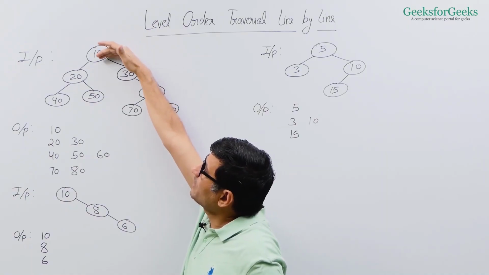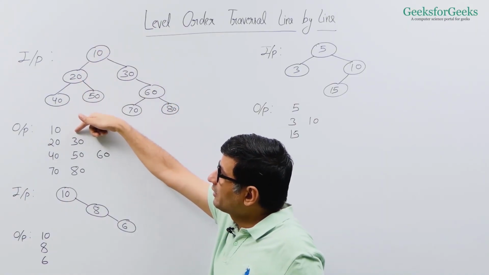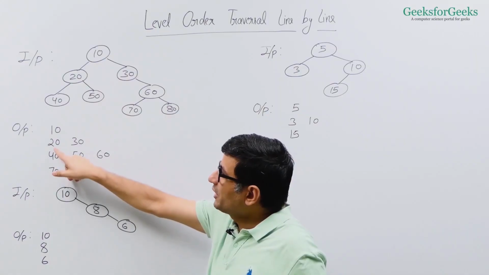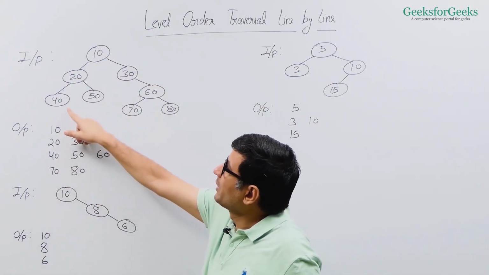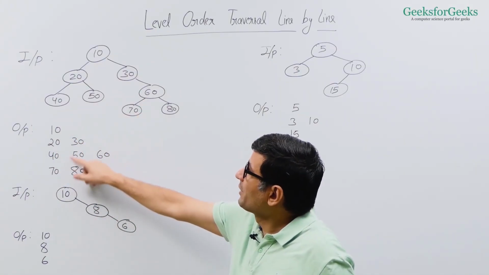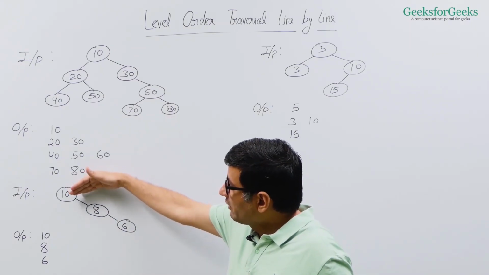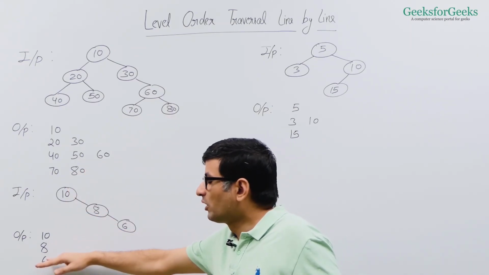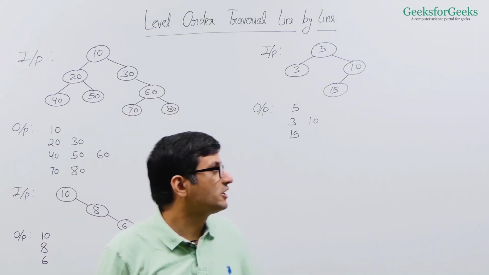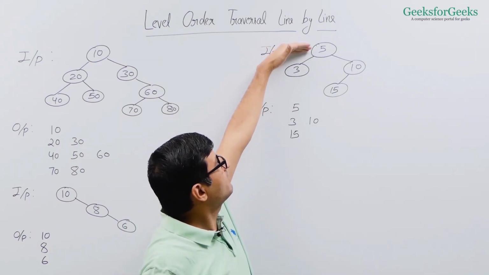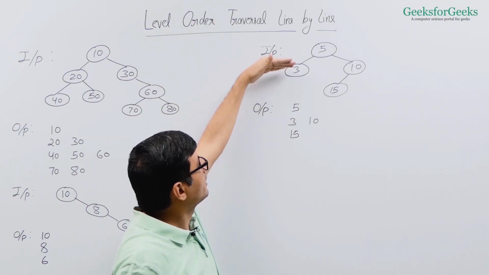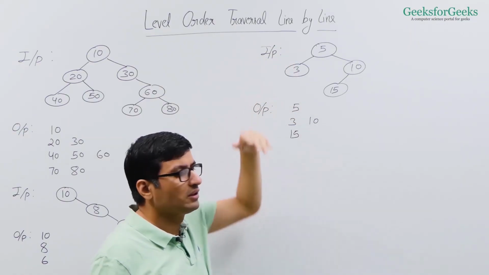So we print 10 first, then we print a new line, then we print 20, 30 after the new line, then we print 40, 50, 60 and then we print the last level 70, 80. If there is only one node at every level, then we will have a new line after every node. Let's see this example. 5, first level, then new line, then 10, then 15.